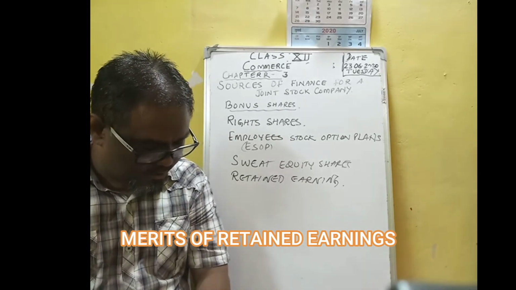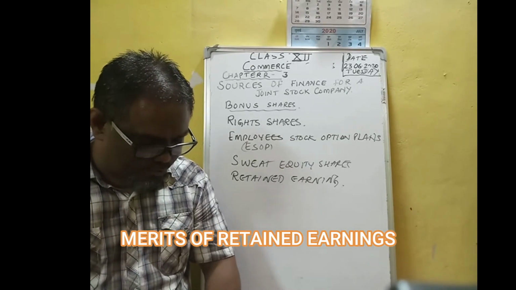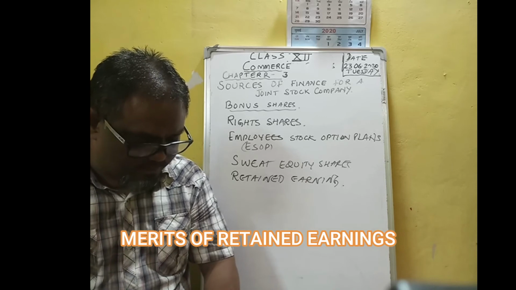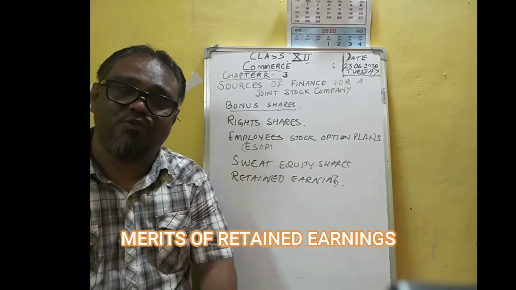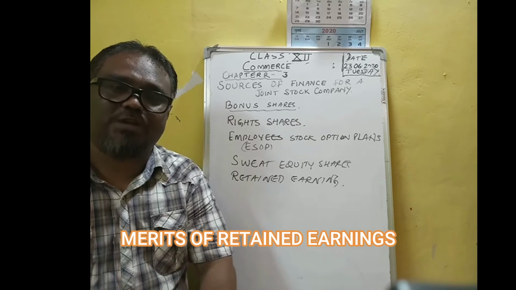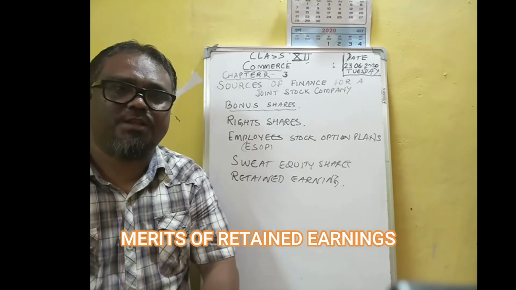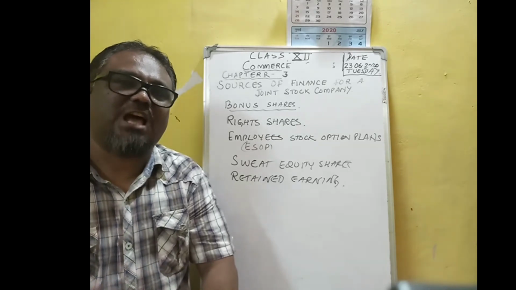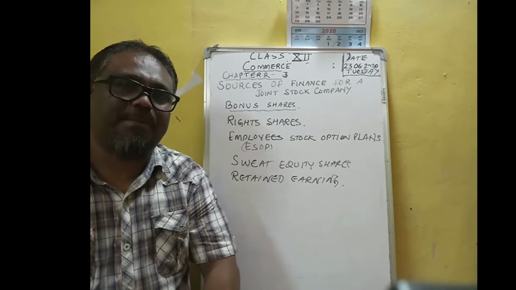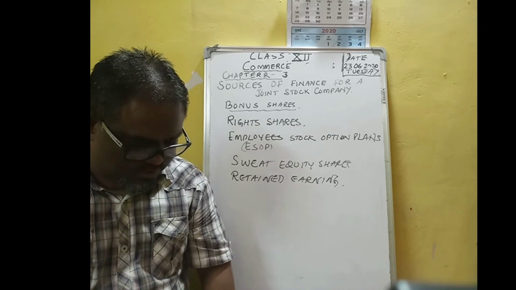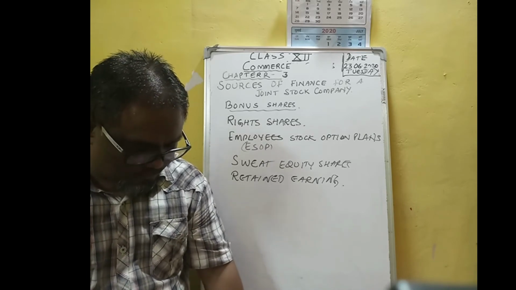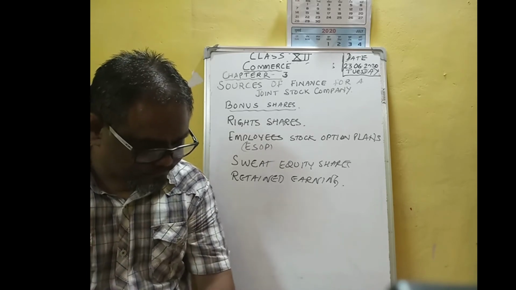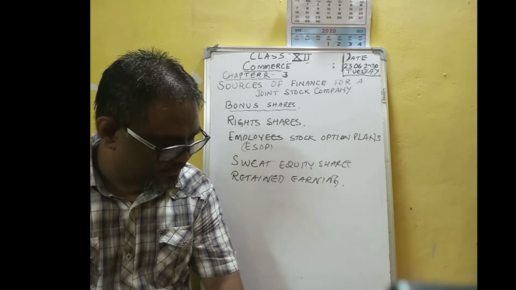Retained earning can be used to redeem debt, to repay the debt of outsiders. The debt can be repaid by the use of this plowing back of profit, or if the assets are old and obsolete, new assets can be purchased. So in this way, these are the advantages of plowing back of profit for the company.